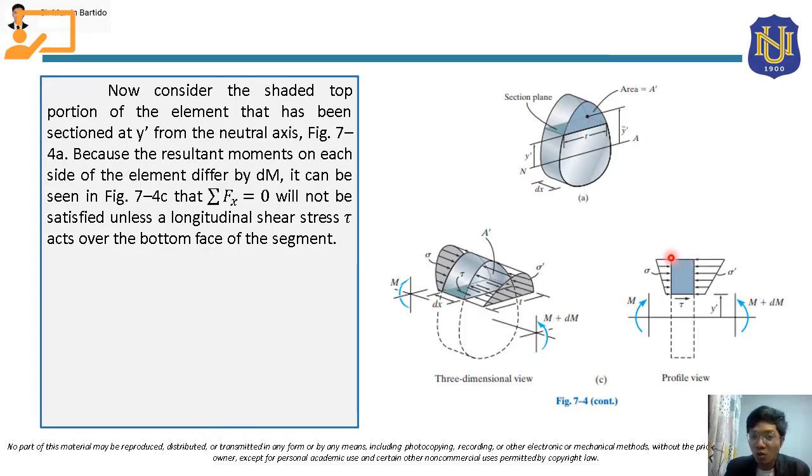So class, yung stress dito sa side na ito will be this stress due to the bending moment. Ito yung compressive stress dito sa part na ito, so ito ay sigma. And then dun sa kabilang side, ito naman yung compressive stress na nag-a-act, so this is sigma prime. So dito sa portion na kinonsider natin, yung mga nag-a-act dito ay itong compressive stresses na to at saka itong shear stress tau na ito.